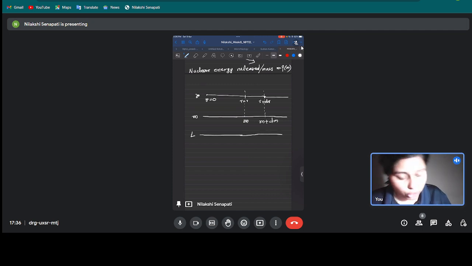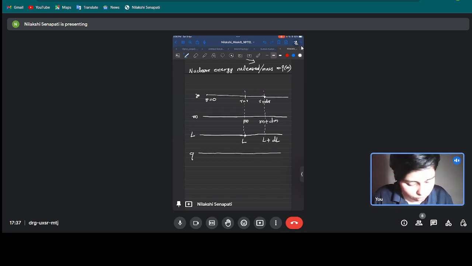Now it's L, luminosity, that is the energy going outward per unit time. So that will be L here and L plus dL here. And the next thing is Q, that is the nuclear energy released per unit mass. It is Q here and Q plus dQ here.